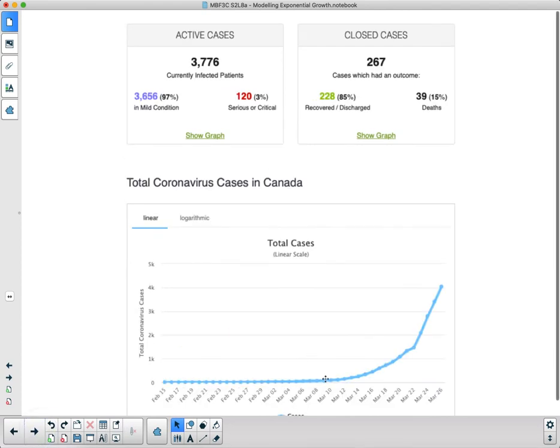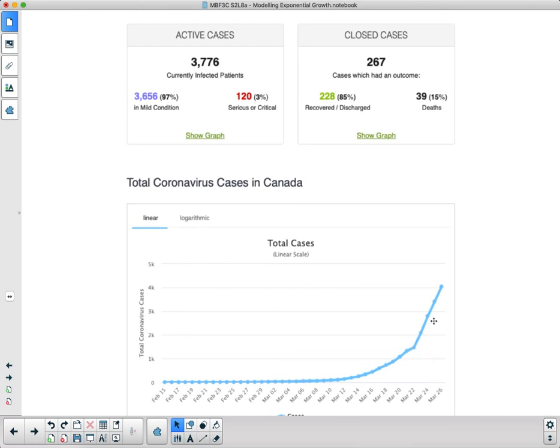The Canada graph looks almost perfect exponential. There's a little dip in here, which could have been as a result of fewer tests being done that day or something along those lines. But there's our exponential growth of disease. And so you need to keep that kind of thing in check, and that's what we're doing right now.